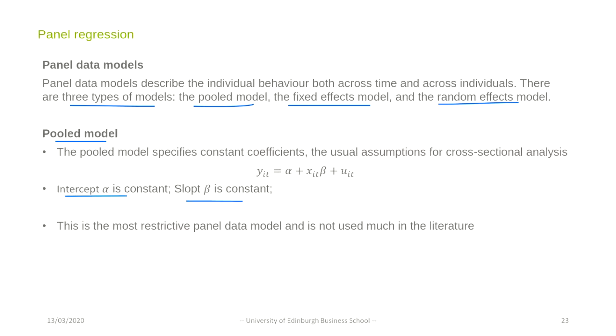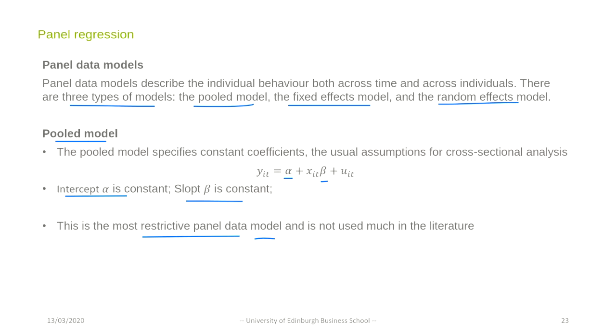So basically, we don't care about the differences between the individuals, because we assume the trend across all the individuals is the same. So we have a fixed alpha, fixed beta. This is how we represent the whole data. This is usually a very restrictive panel data model, so in most cases, we're not going to use this in the literature.